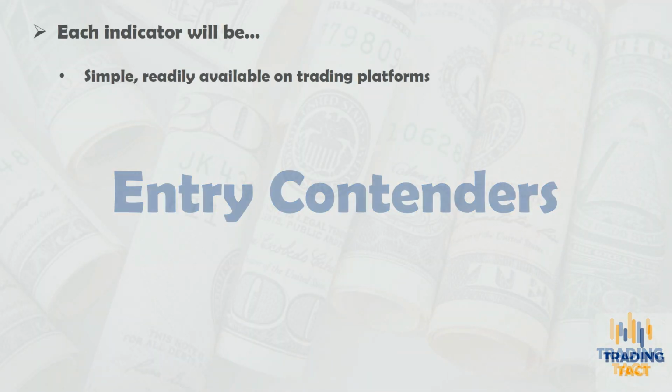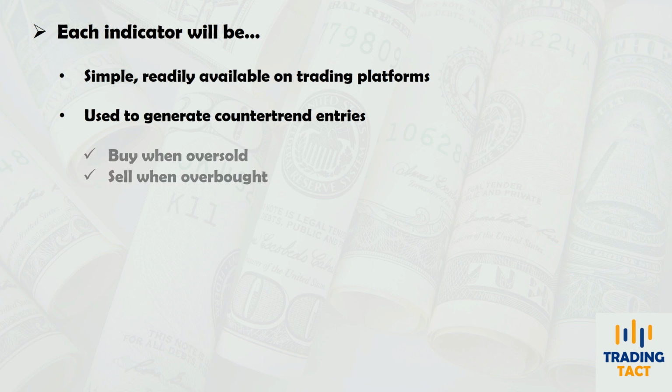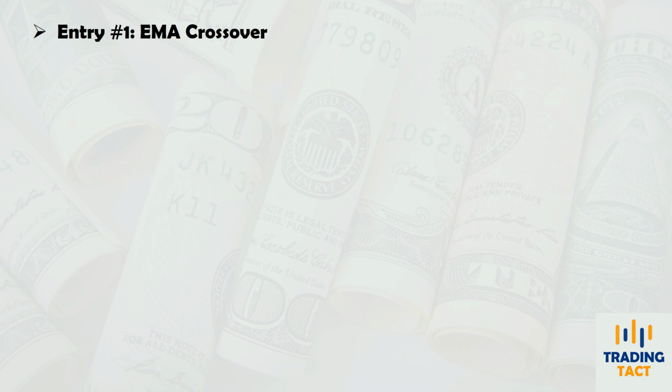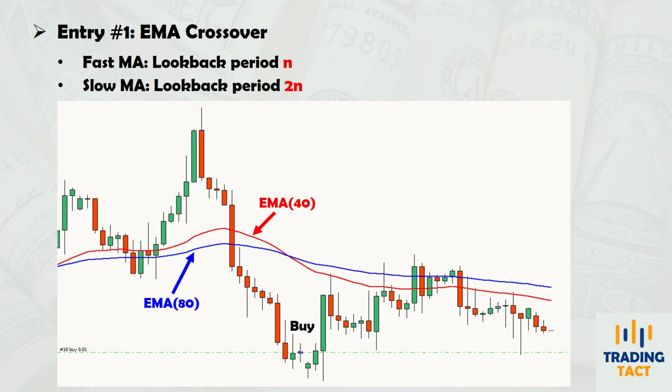For the sake of illustration, let's select 3 simple indicators that are readily available. Each indicator will be used in a counter-trend manner. In other words, go long when oversold and short when overbought. First up, we have the classic exponential moving average crossover strategy. 2 moving averages will be used here, with the fast moving average having a look-back period half that of the slow one.